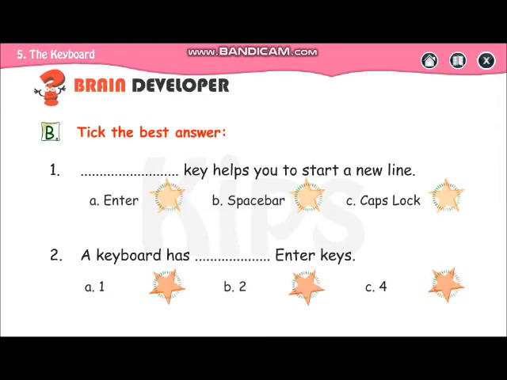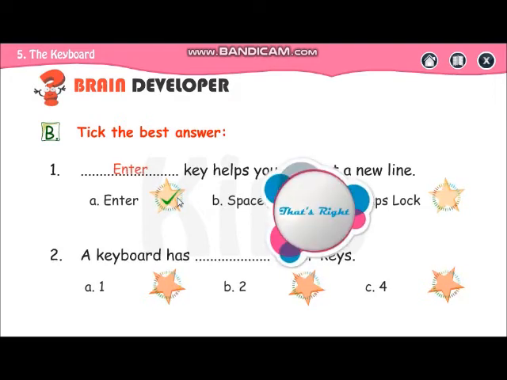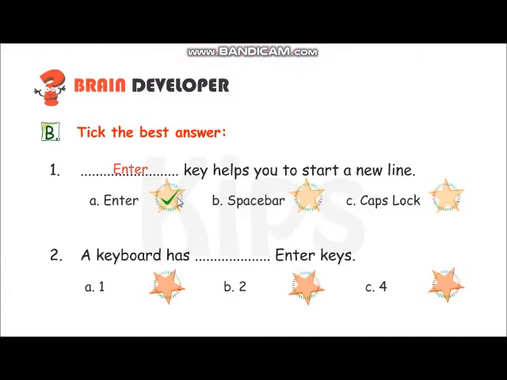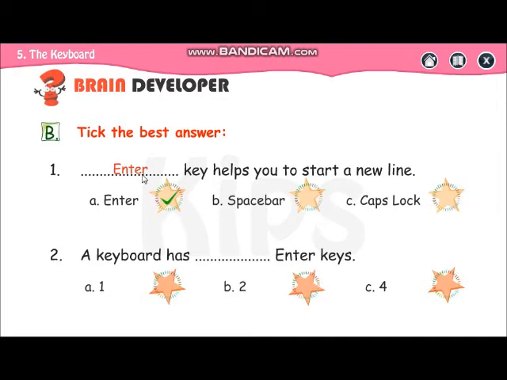Now we have to tick on the best answer. Okay. So here are some answers, but we have to tick on the best answer. The first one is the dash key helps you to start a new line. Which key helps you to start a new line? Enter. When we press enter, it moves to the next line. So which key helps you to start a new line? Enter key. You have to write enter here also and tick on enter key.